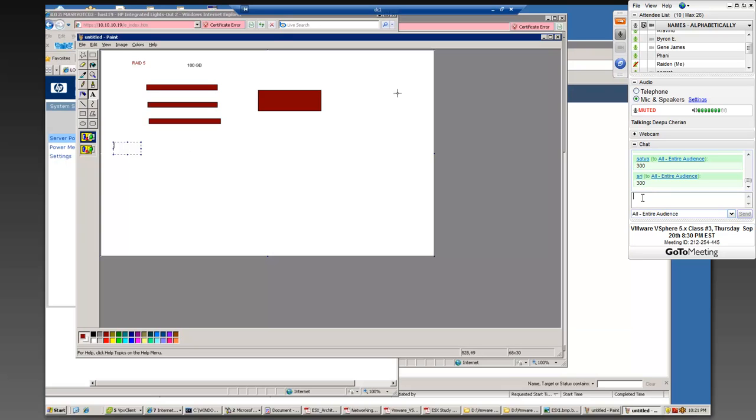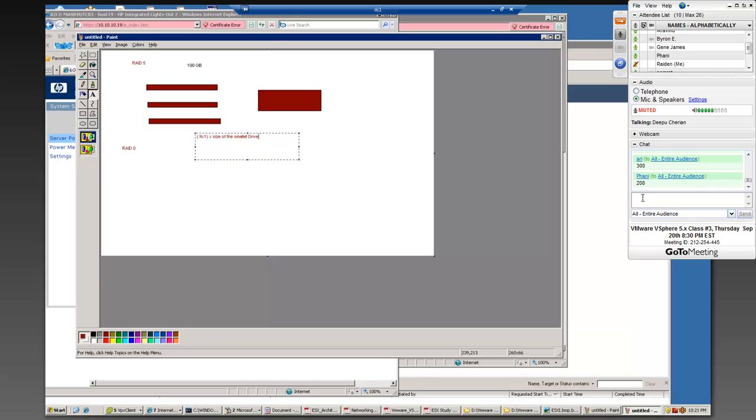If it is RAID 5, there is a formula to do that. That formula is n minus 1 into the size of the smallest drive. When it is all 100 GB, it's easier.